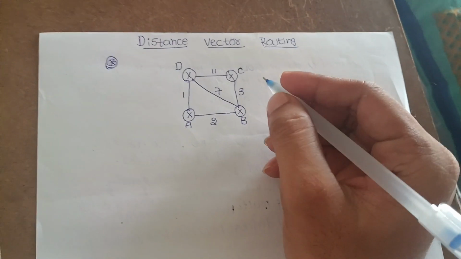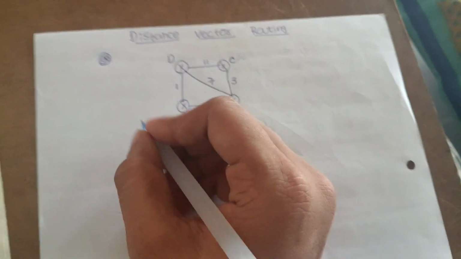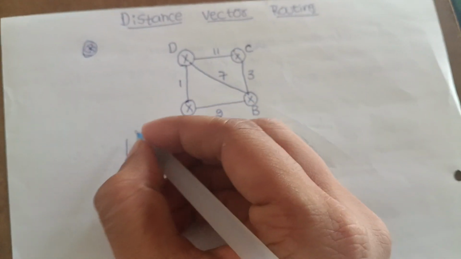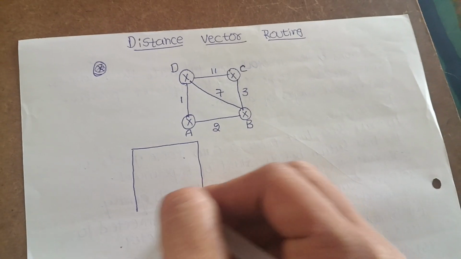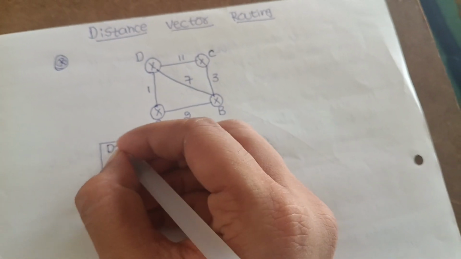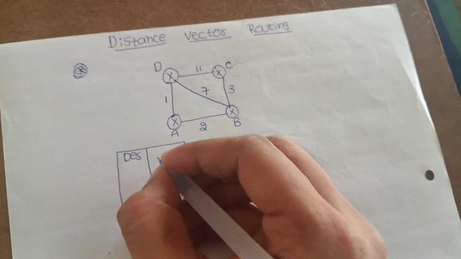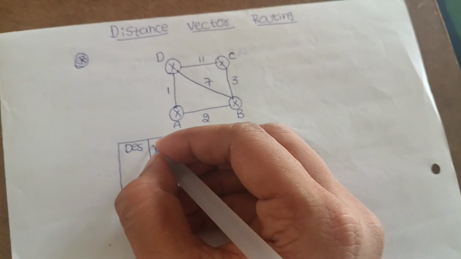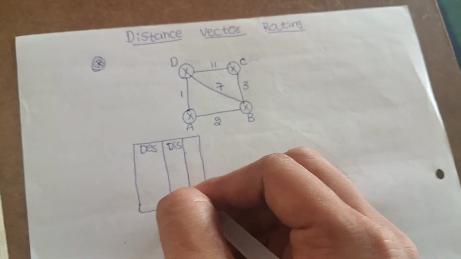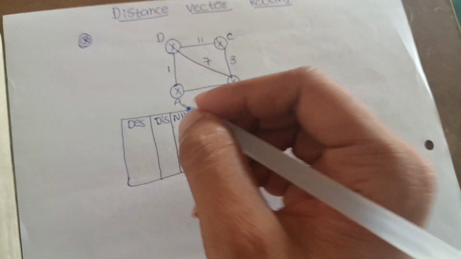Distance vector routing. First we want to write a table with three columns: destination as one column, distance as one column, next hop as one column.